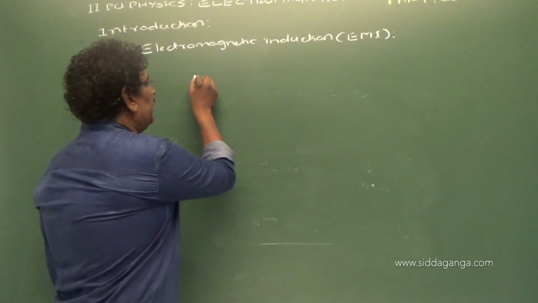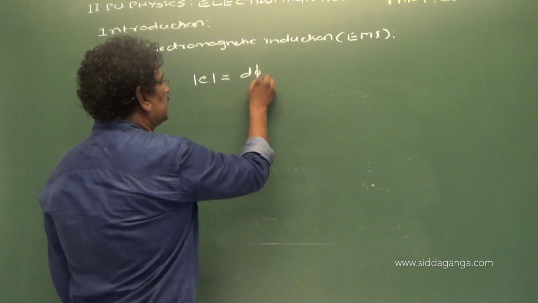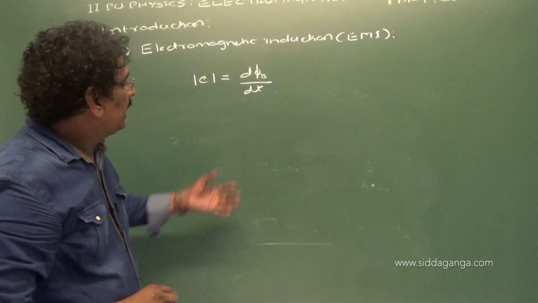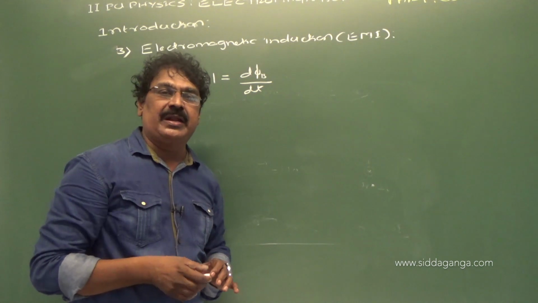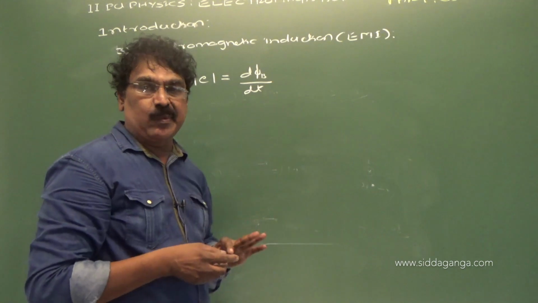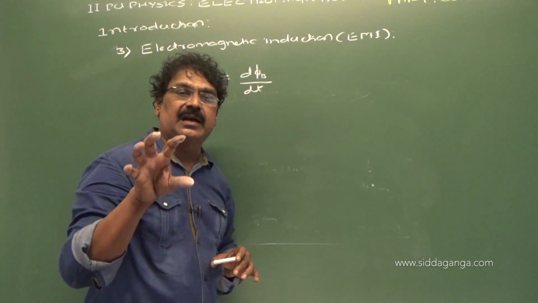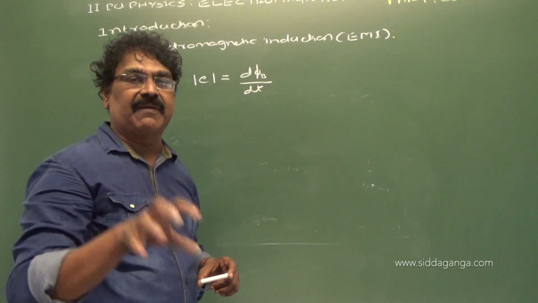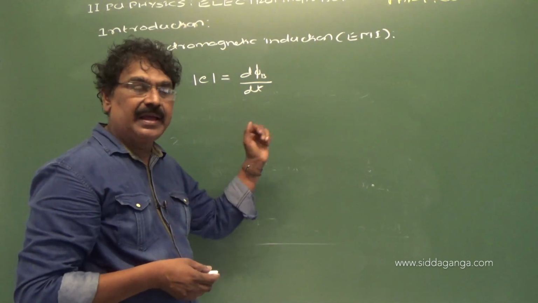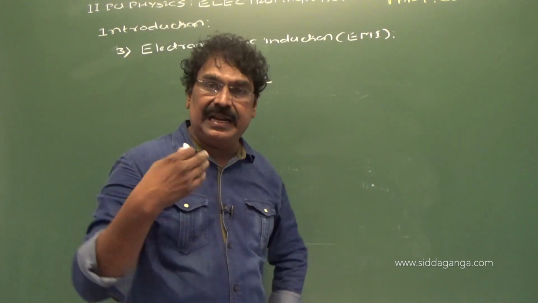Now, the magnitude of the induced EMF in the coil is given by d phi B by dt, where d phi is the change in magnetic flux linked with the circuit and dt is the time taken. This d phi by dt represents the rate of change of magnetic flux linked with the coil. In fact, this is Faraday's second law.